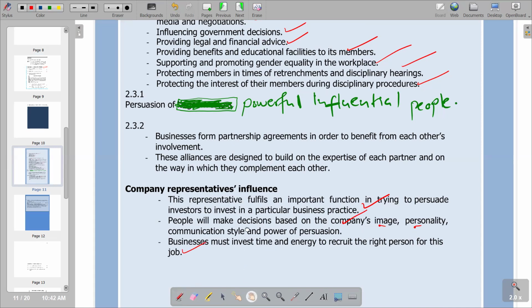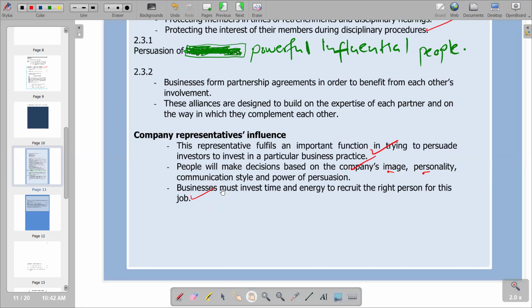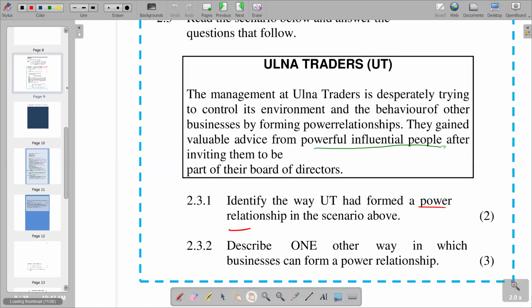We can also include others on question 2.3.2 as other ways in which a business can form a power relationship. But basically, our question is looking for one point. The question has 3 marks. So we move on to the next part of the question.